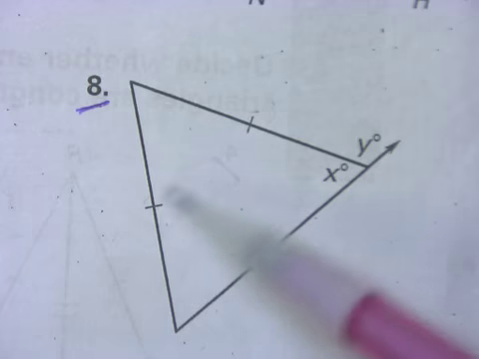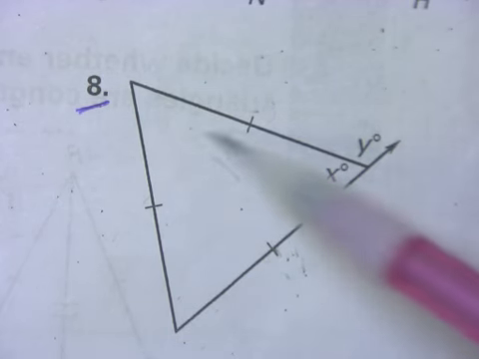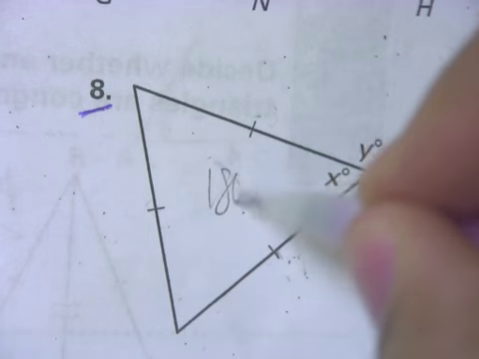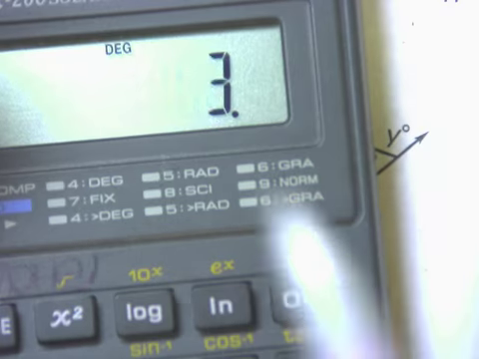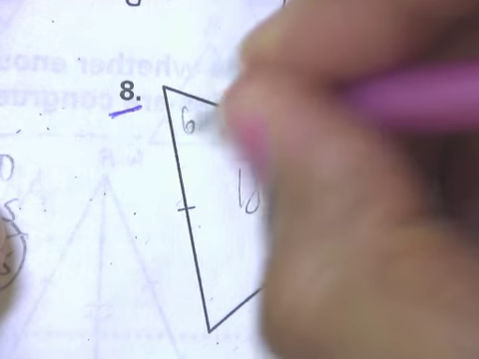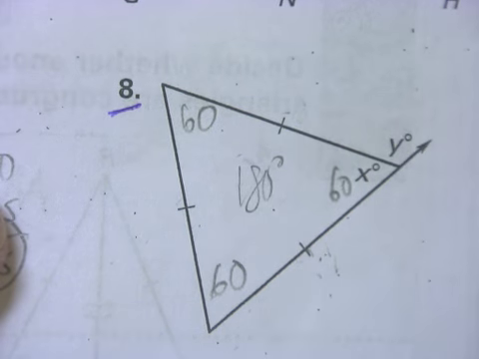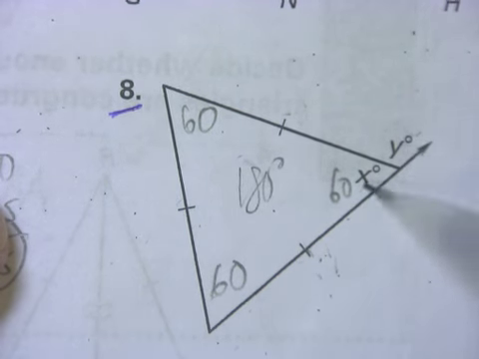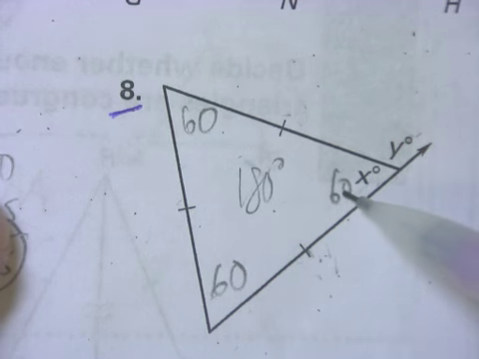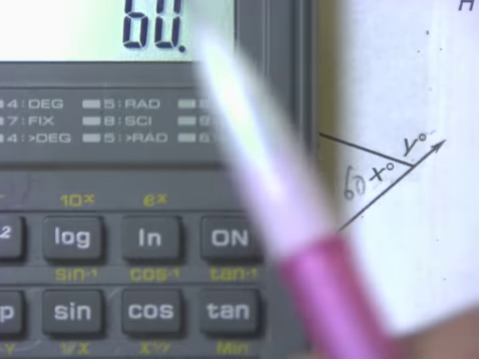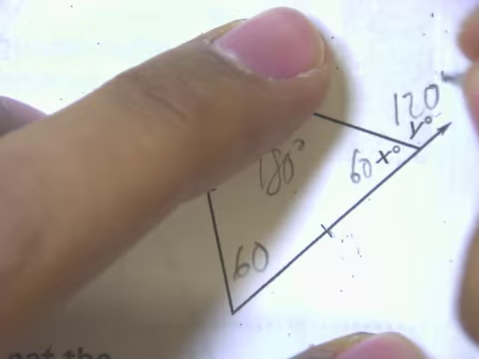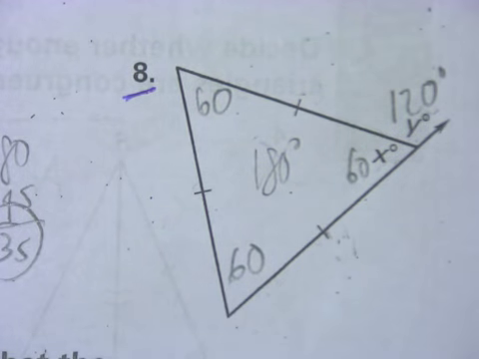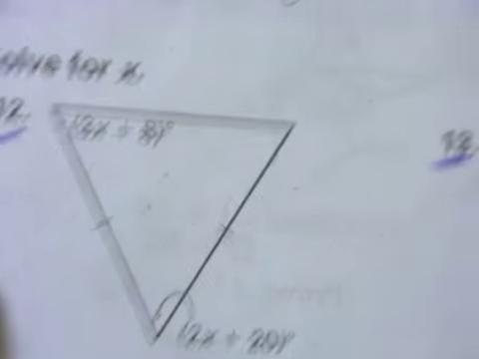Number 8, I have an equilateral triangle. All the sides are equal. And if you remember the rule, if all the sides are equal, then all the angles are equal. And I have 180 degrees inside of a triangle. If I divide that by 3, which are the 3 angles inside the triangle, which are all equal, I'm going to get 60. So all of these angles here are going to be 60 degrees. If this is 60, please remember that these are a linear pair. So if I subtract 60 from 180, it's going to give me the value of y. So y is going to be 120 degrees.